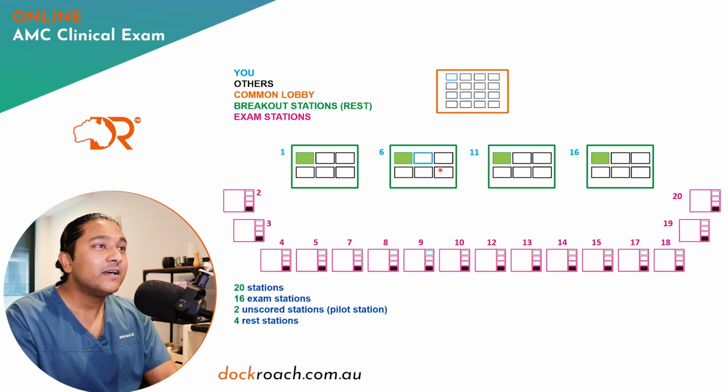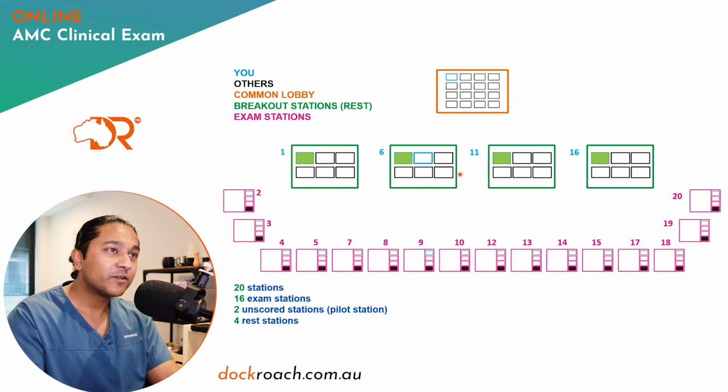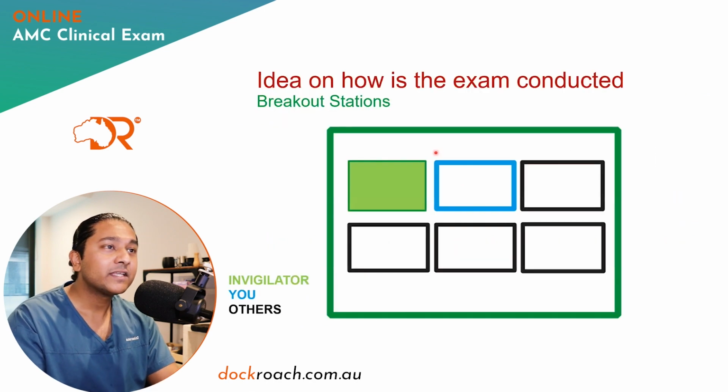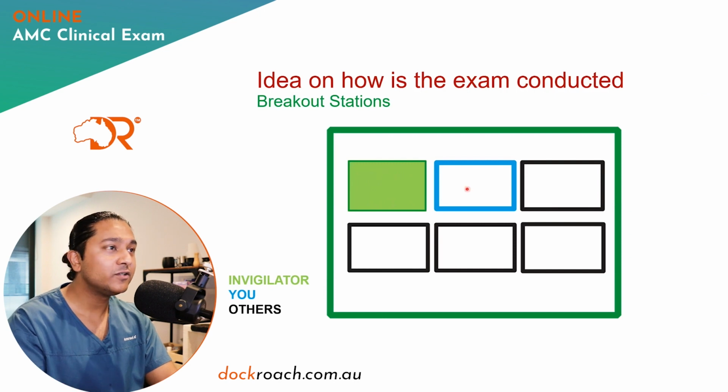All right, guys. At this point, I'm going to bring this one green box out. This one green box is the breakout station. I'm going to zoom in on that. So you can see here, you will have an invigilator in your breakout station. Usually that person is in the top left-hand corner, and you are one of these people here. I've made it blue. You are in the blue box, and your fellow candidates for that exam are going to be in the black boxes.